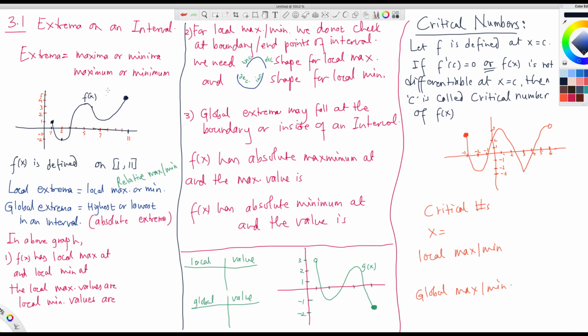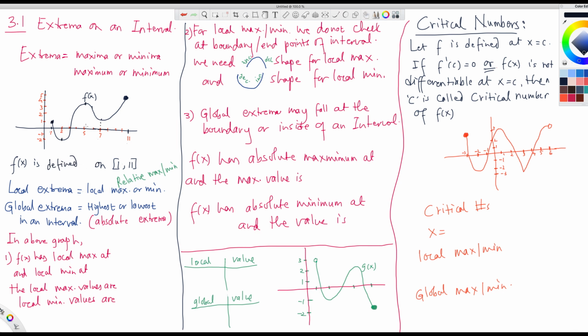Similarly, at 5, it takes the highest point in the neighborhood, in the proximity of 5. The height at 5 is the highest around those points. At 7, it is the lowest around 7. The height at 7 is the smallest height among the points close to 7. Similarly, this is the highest point, and that one is the highest point too.